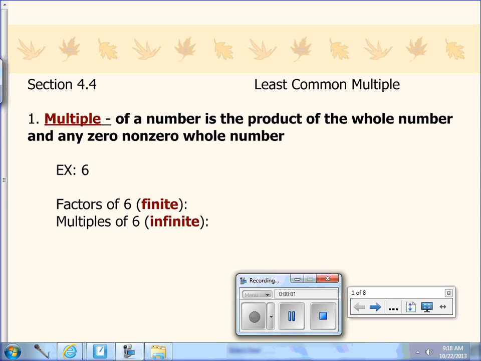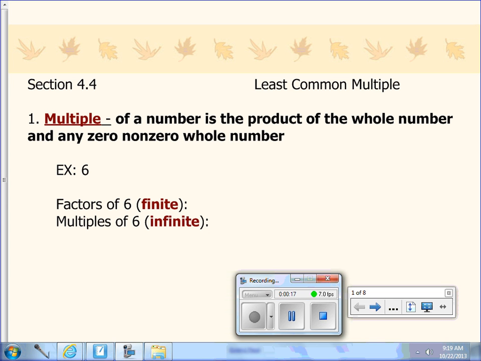In this section, we're going to be talking about the least common multiple. Let's review our terms. A multiple of a number is the product of the whole number and any non-zero whole number. So we're going to take 6 for an example.